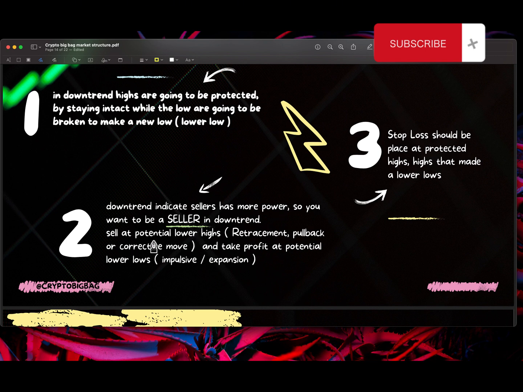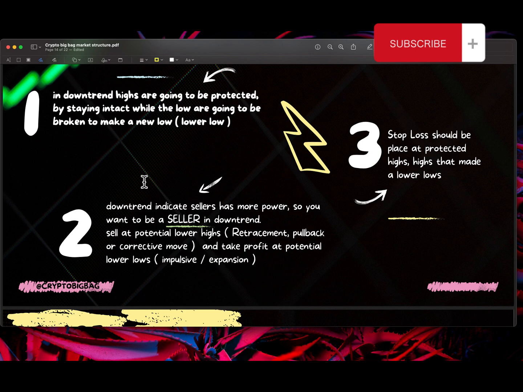You want to sell at a potential lower high, which is price moving down, lower low, lower high. Sell at potential lower highs on a retracement, pullback or corrective move. Price moving down, you want to sell on a pullback at potential lower highs, so take your profit at a potential lower low. That is what you want to do in a downtrend: you identify the trend, this is a downtrend, and what you start looking for is to short. You want to be a seller.